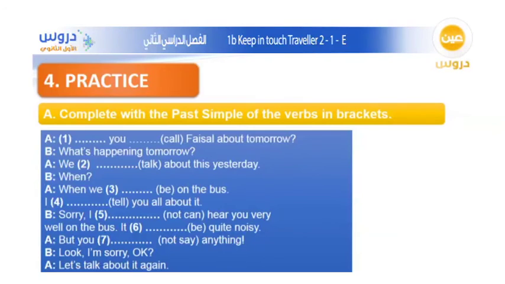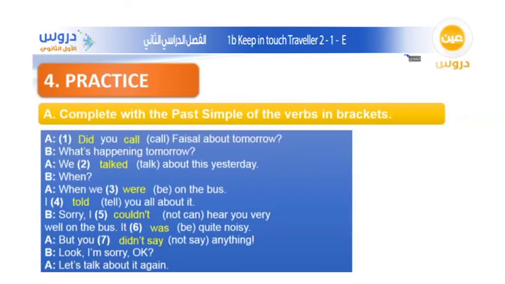Okay, shall we move to practice number 4? Here is very important because we will apply our grammar today. It's about past simple. Here we have a lot of ways to write in past simple. We have questions, negatives, and sentences. So yes, excellent. The first one: did you call Faisal about tomorrow? I will show you the answer here. The answer is in yellow color. Did you call Faisal about tomorrow?